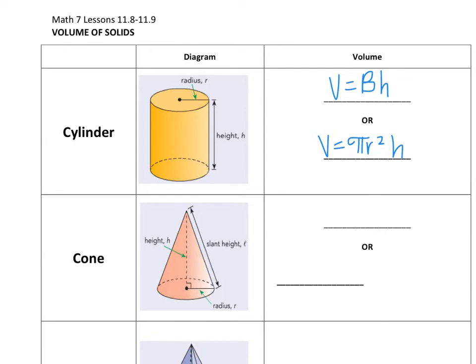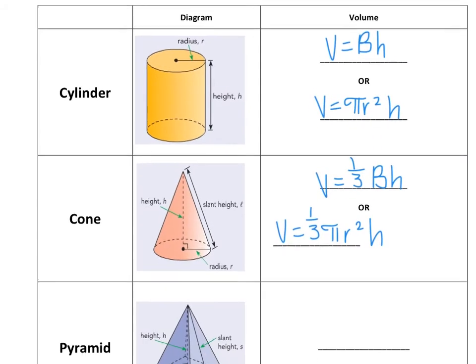It is volume, let's do it this way. Volume equals a third the area of the base times the height. So again, the area of the base is still a circle, and this is the height, but then we cut that in a third. So again, another way to look at that is volume equals a third pi r squared times the height.